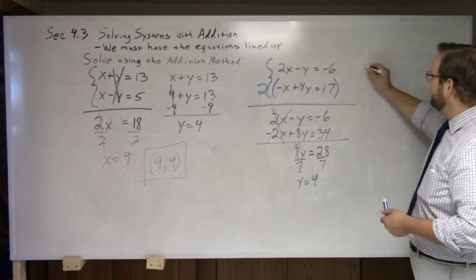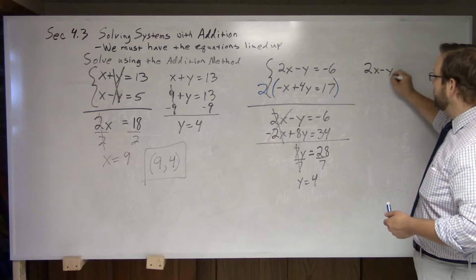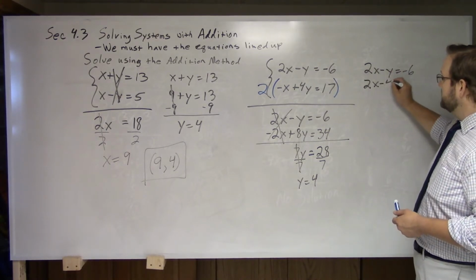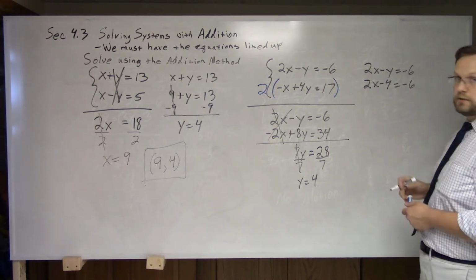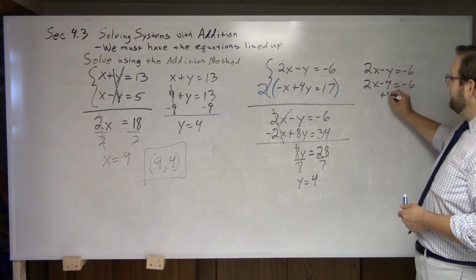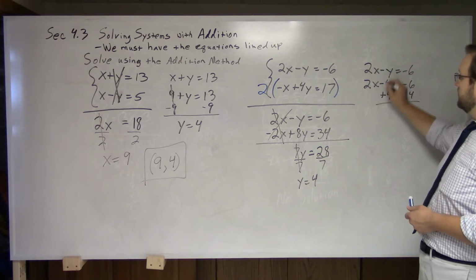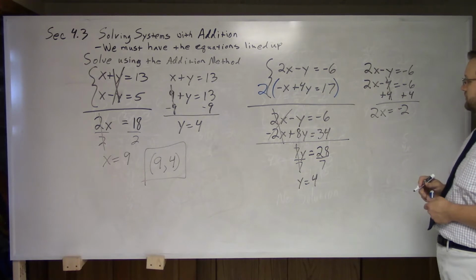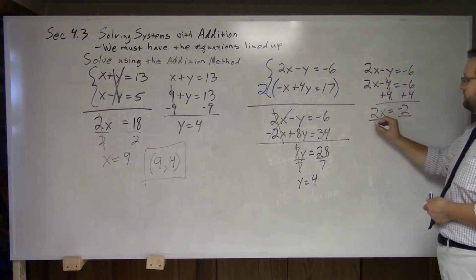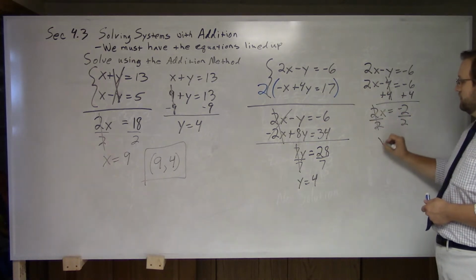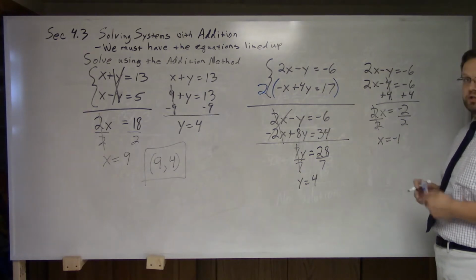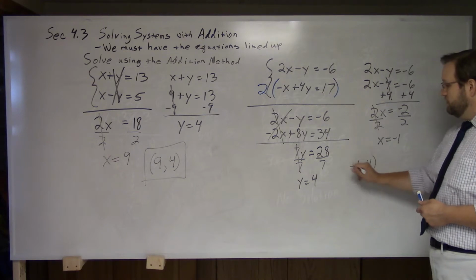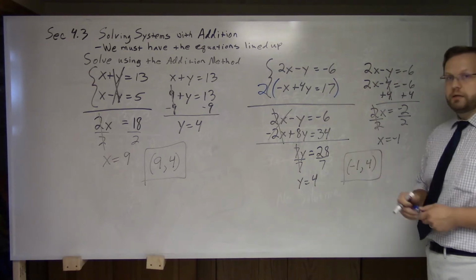So I've got 2x minus y equals -6, which is then 2x minus 4 equals -6. Add the 4. 2x equals -2. And then divide by 2. So what I get is x, comma, y, and there we go.